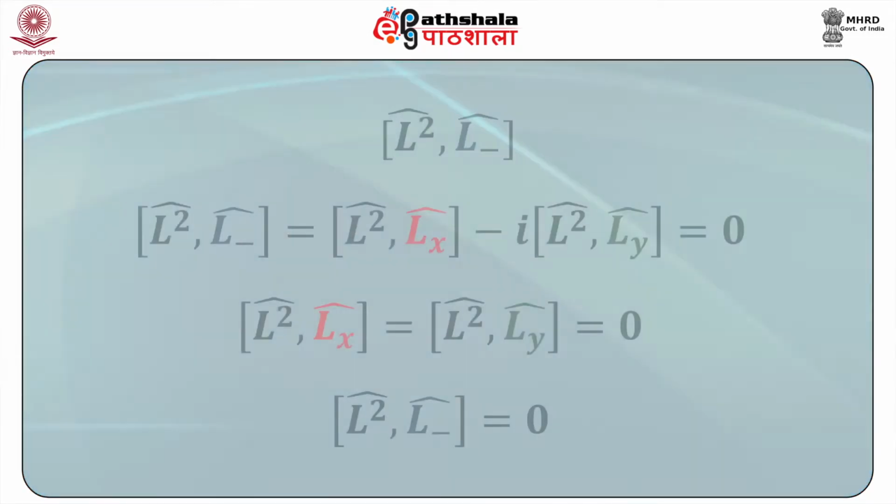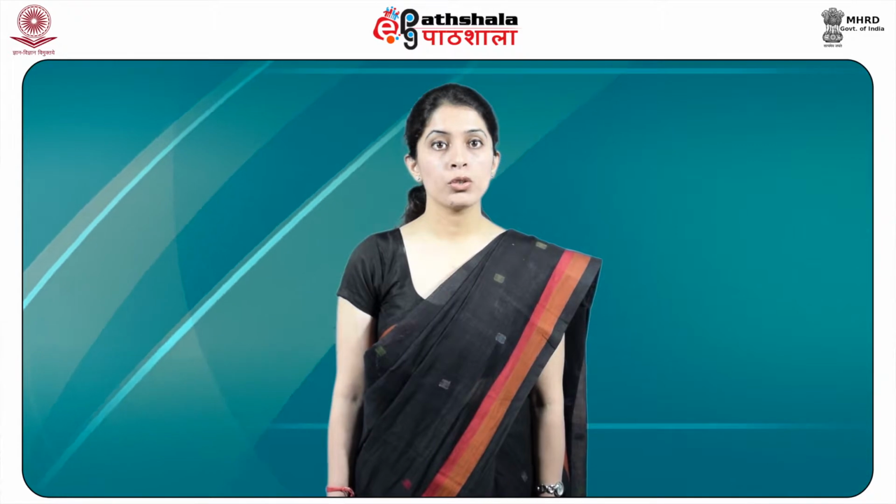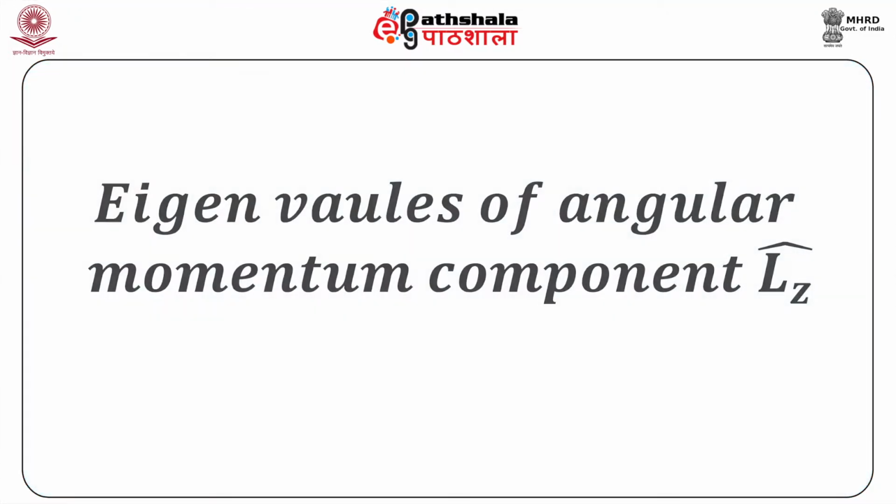Similarly, we derive the commutation relation of L square and L minus, where on substituting the value of L minus, we get the expression [L square, Lx] minus i [L square, Ly]. Again, since we know that the total angular momentum operator commutes individually with Lx and Ly, therefore again the commutator of L square and L minus becomes 0. With this, we now move towards the derivation of eigenvalues of angular momentum component Lz.